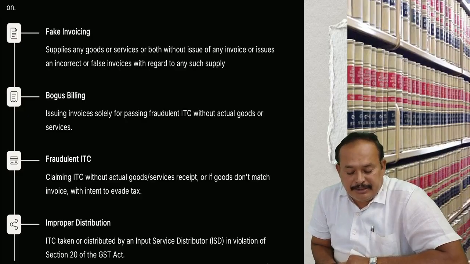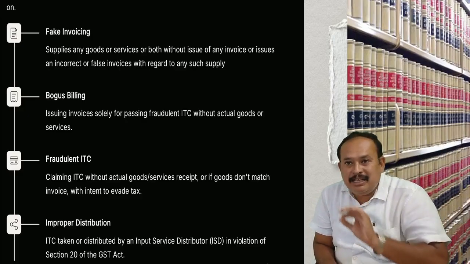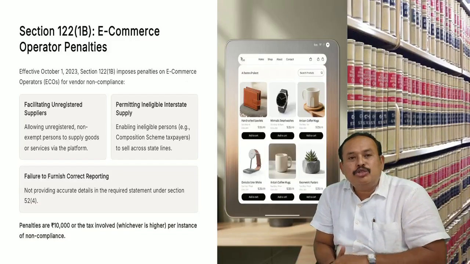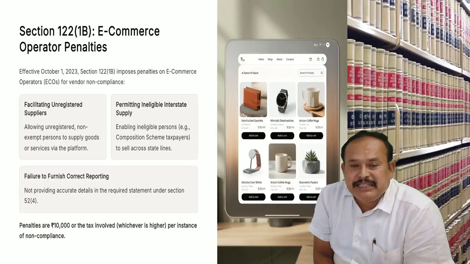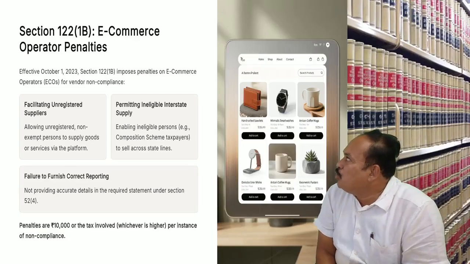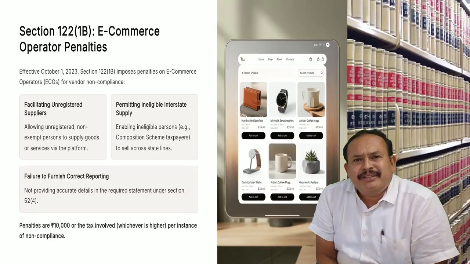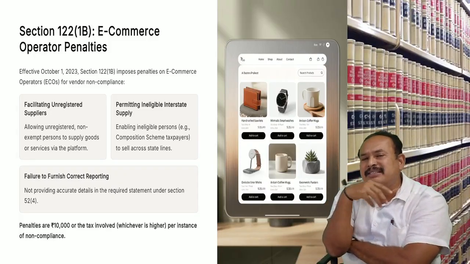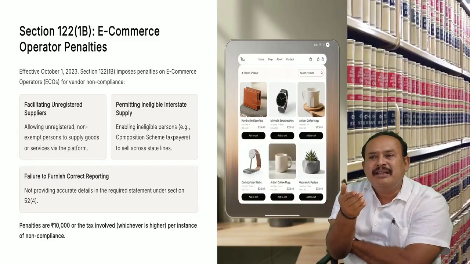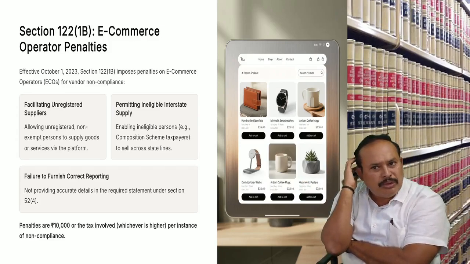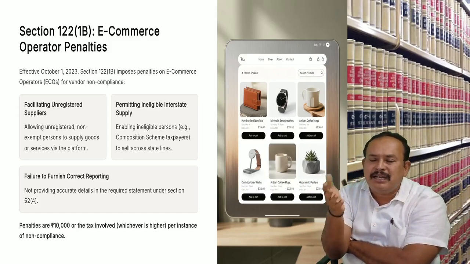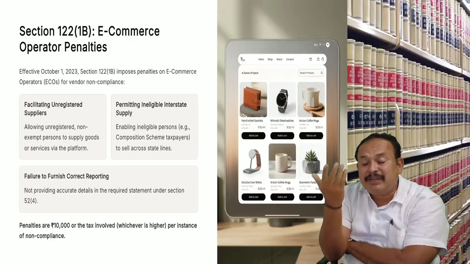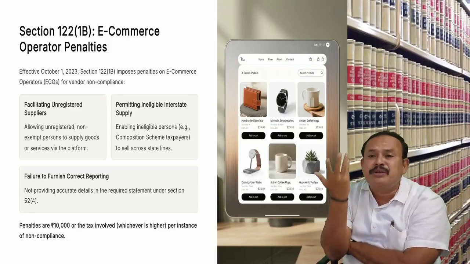Now please come back. 122(1) is clear? 122(1)(b) is a new provision. What is 122(1)(b)? You know, my dear, the e-commerce operator. The e-commerce operator is required to file the GSTR-8 return monthly by the 10th of the following month. You are aware of that? He comes under the 9(5) category in some cases, the 9(3) category, or the TCS, Section 52 category.